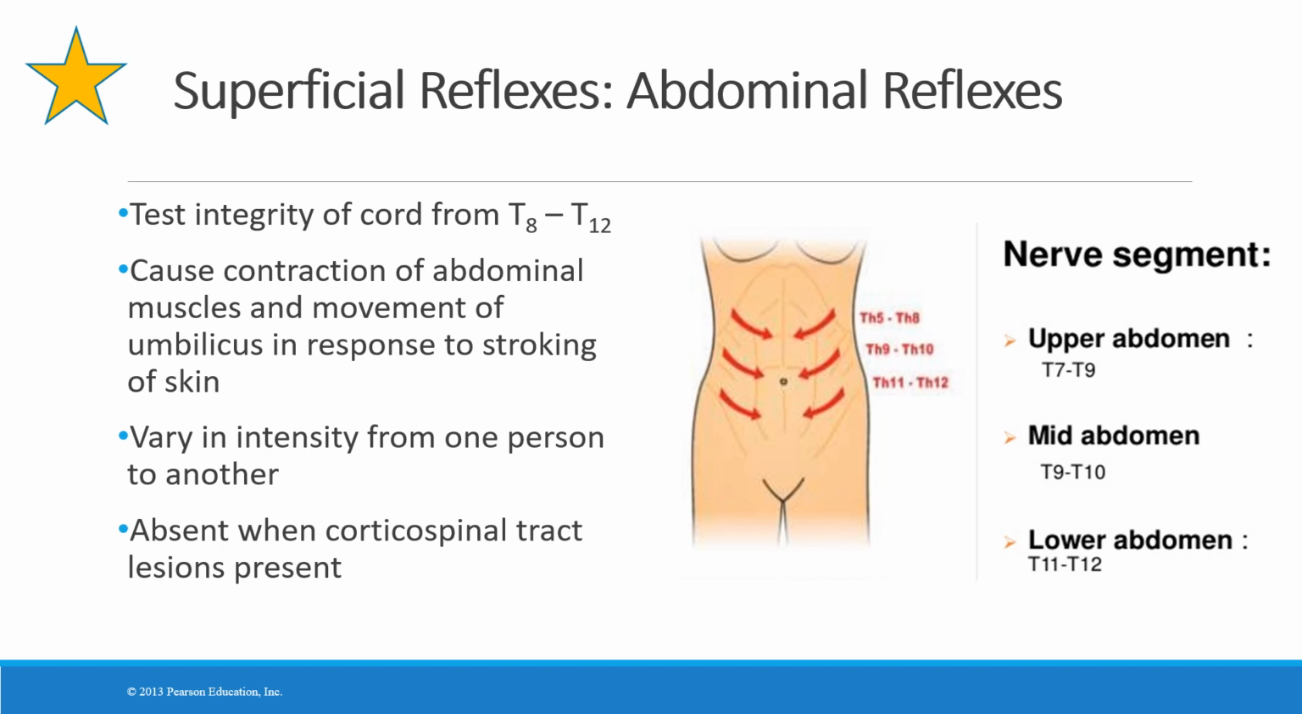Nerve segments, if you needed to know it for a board question: upper abdomen T7 to T9, mid T9 to T10, lower abdomen T11 to T12. The way to memorize that is the belly button is T10. No joke, when I was in school, I wrote a 1 on my own belly next to my belly button. So it looked like a 1 and a 0, and that is how, still to this day, I remember that the belly button, the umbilicus, is T10. Above that is going to be T9 and above, and below that, T11 to T12. Hopefully you will now remember that as well. Feel free to draw on your belly button if that's what's going to help you.